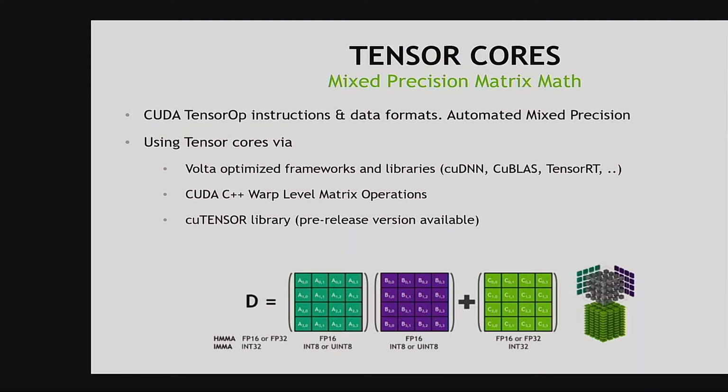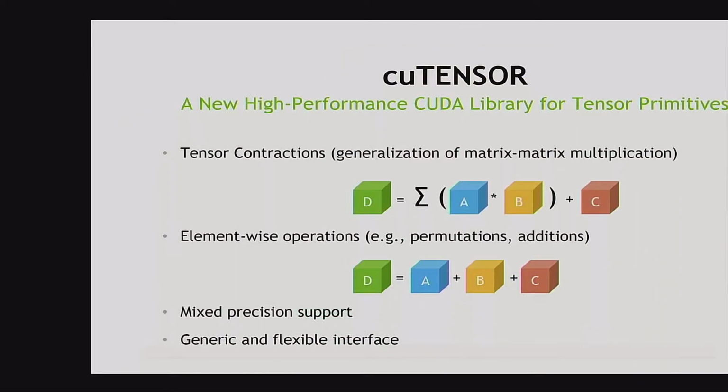So how do you actually access the tensor core? Currently you can access it through NVIDIA libraries like cuDNN, cuBLAS or TensorRT. And then at the CUDA level, you can access it through C++ functions. And we also have something known as cuTENSOR, which is a BLAS4 library I will talk about on the next slide, which can also work with CUDA with the tensor core.